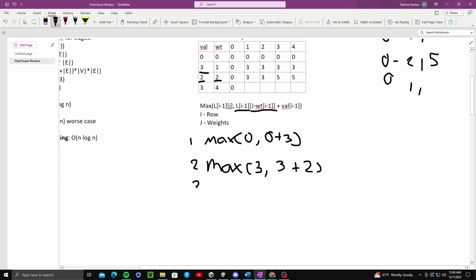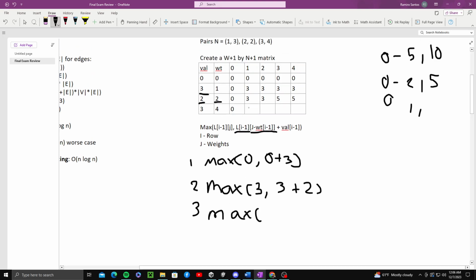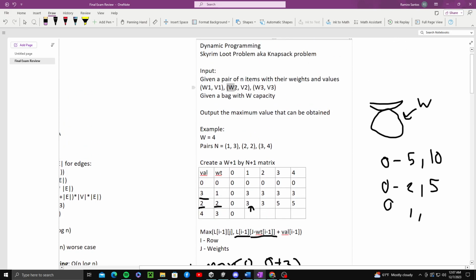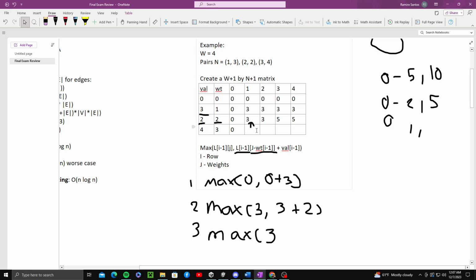Now let's go to the third item. We're gonna do max of the item that's above us, which is 3. But wait, remember guys, I don't fit here. My weight is 4. Wait, is it 4? There we go. My weight is 3. Yes. We're following W1, W2, W3. I'm so sorry. But you know, we don't fit here, so we're gonna put 3. We don't fit here, we're gonna put 3.